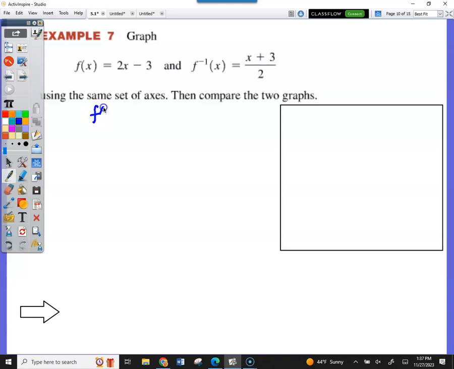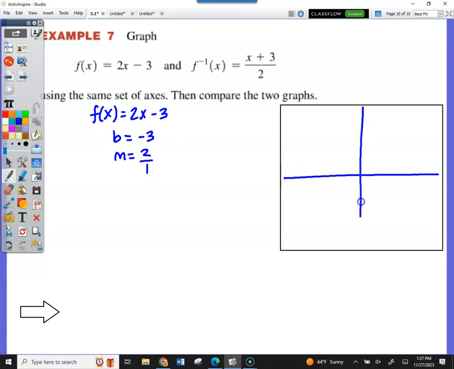Remember, begin with b, move with m. Right? So on your line, you've got -3, and you're going to go up to right 1, put a point, up to right 1, put a point, and then you're going to draw your line.